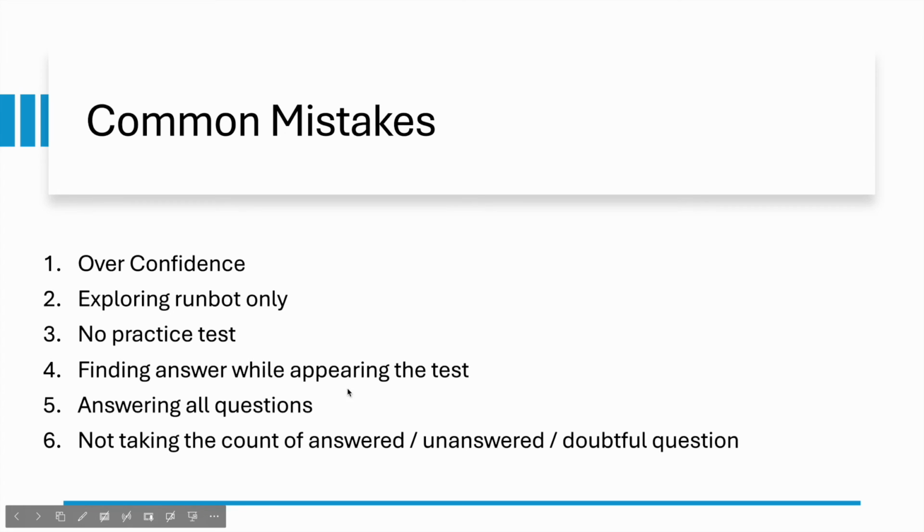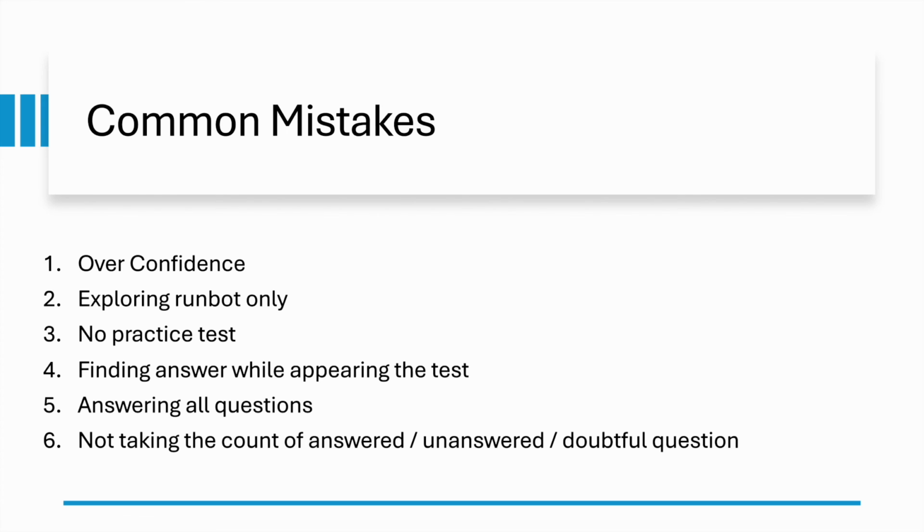Then finding answers while taking the test. While taking the test, if you don't know the correct answer, you don't have to go to Odoo and check the answers after each question, because it will take time and the timer will keep running. In the end, you will not get time to check or answer the questions. Then the next mistake is answering all questions. Many people do that: whether they know the answer or not, they will answer the question.